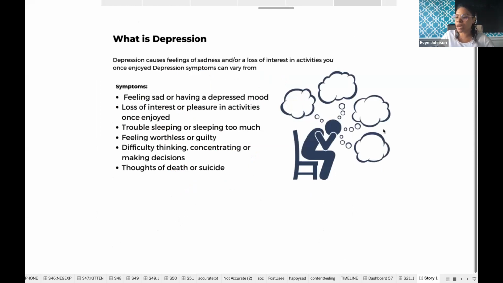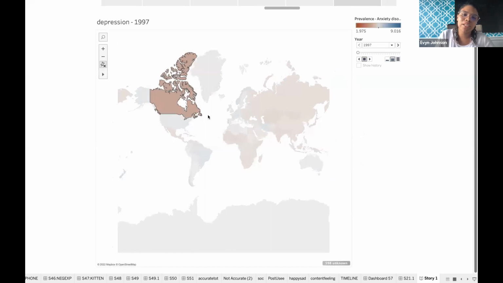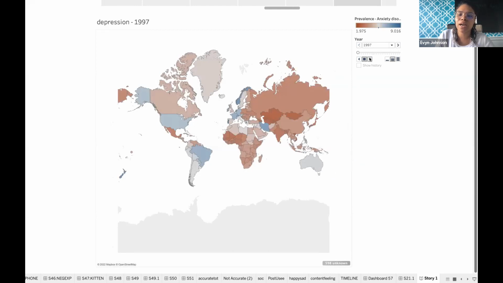So again, with depression, depression causes feelings of sadness or loss of interest in activities that you once enjoyed. And again, with this chart, which is very similar to our anxiety chart, you can see that over time, the world is becoming a little bit more depressed as we go. Now, again, correlation does not equal causation. There are other factors, but it is just something that I wanted to note.